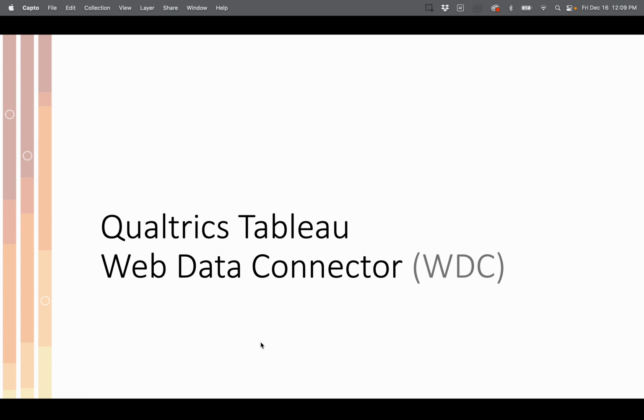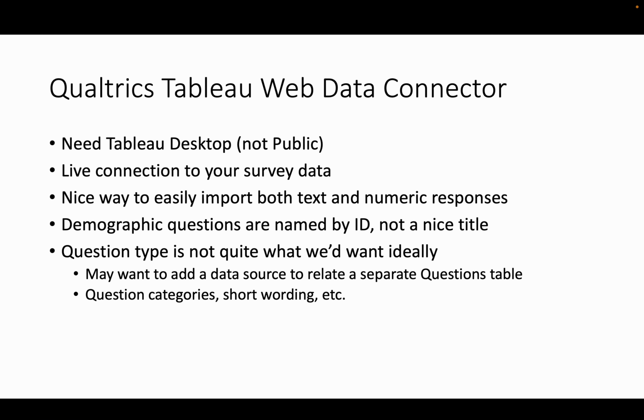So we'll start with hooking to your data live through the Qualtrics Tableau Web Data Connector. A couple things you need to know about that. As I said before, you can only use Tableau Desktop to hook up to this sort of data source. You can't use the free Tableau Public. It's really handy sometimes to have a live connection to your survey data. Say if responses are still coming in, you can be looking at the data before it's complete. It'll just refresh when you want as more responses come in. It's a really nice way to easily import both the textual and the numeric responses to the questions simultaneously. So I really like it for that.